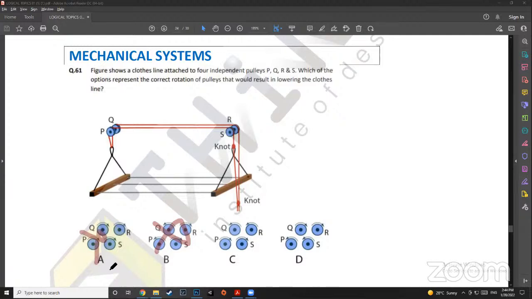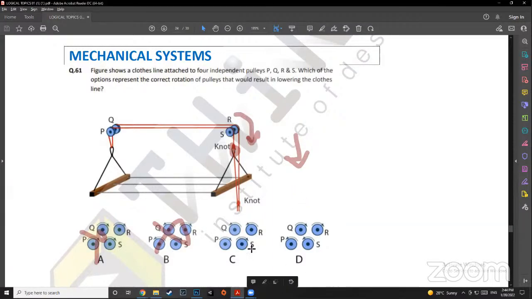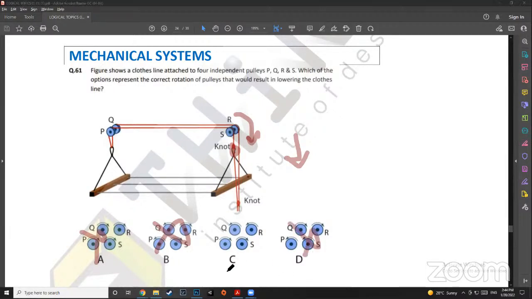Now option C and D, which one will be the correct answer? The question is asking us if we want to lower it. So if we want to lower it, we want this knot to go down, right? If the knot goes down, that means S will rotate in the clockwise direction. Only one option is giving us S rotating in clockwise direction. It is not D. It will be option C.